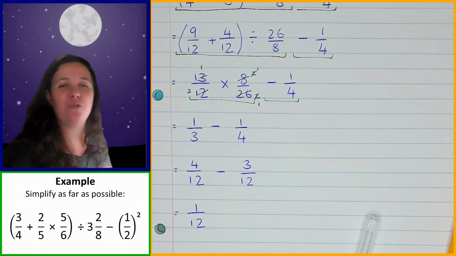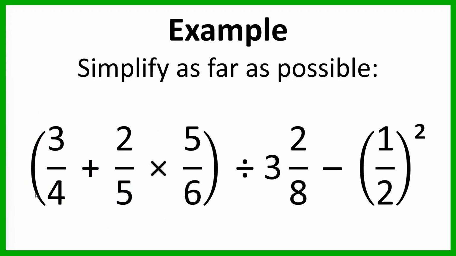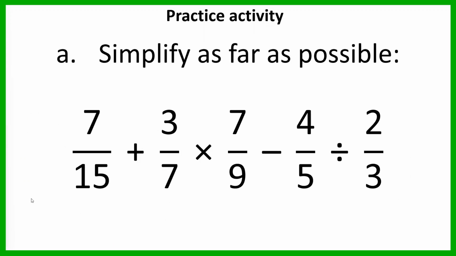Okay, so now I'm going to give you a few that you're going to work on for yourself. Here's the first one that you're going to do. We've got 7 over 15 plus 3 over 7 times 7 over 9 minus 4 over 5 divided by 2 over 3. And I'm going to give you 3 minutes for this question.